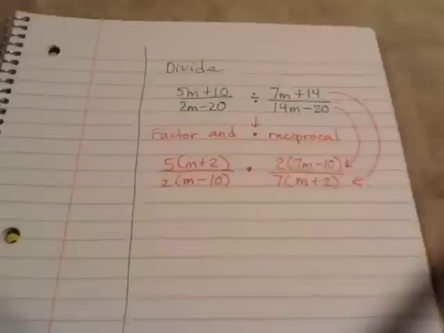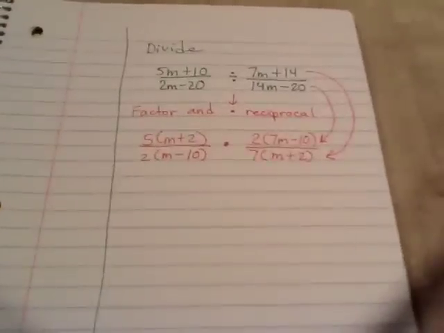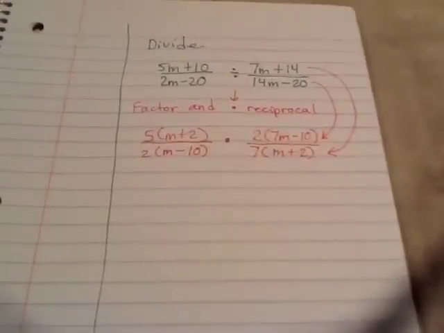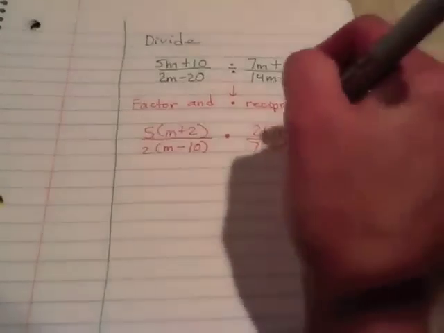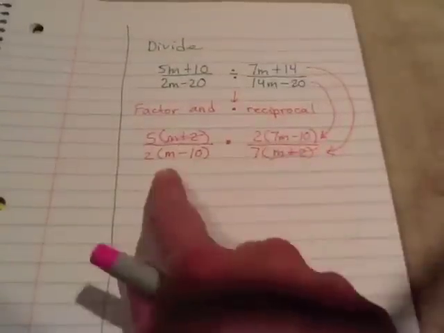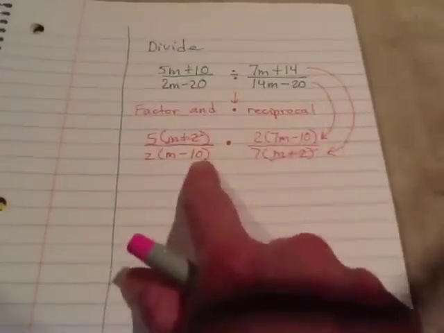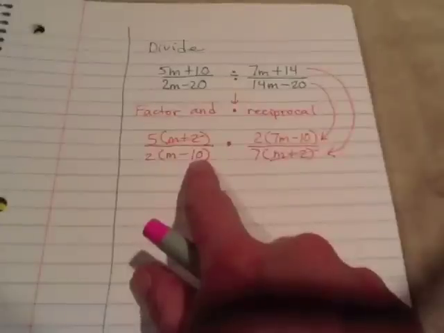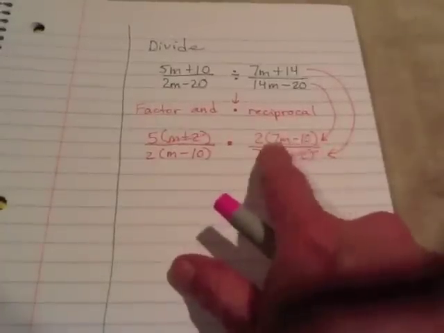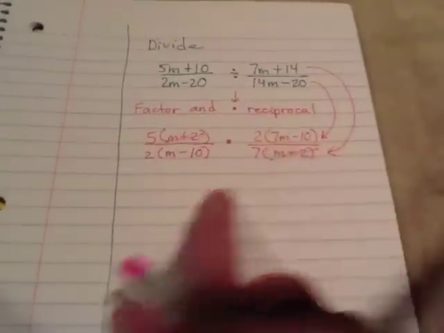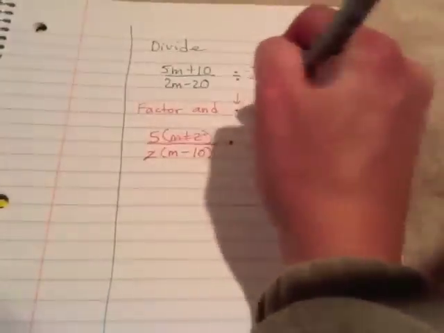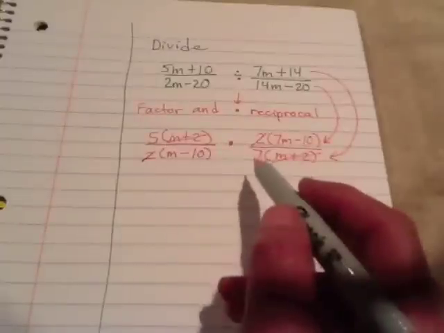Now I'm just going to be looking for monomial factors or binomial factors that simplify. So I notice that I have an m plus 2 and an m plus 2. This 7m minus 10 and this m minus 10 aren't the same. So I cannot do anything with that. It's not the same thing. I cannot cancel those out. Even though I have an m minus 10 and an m minus 10, that's 7 there. That coefficient messes it up. I have a 2 and a 2. 5 and 7 don't have any common factors.